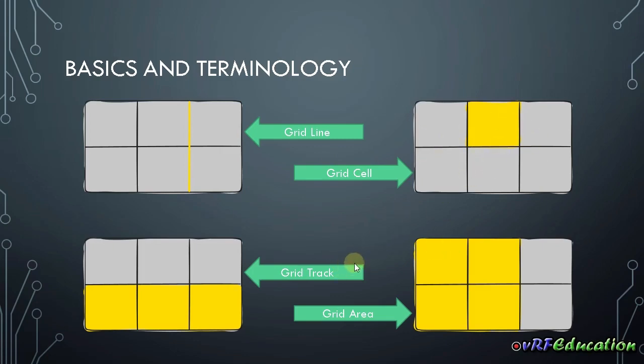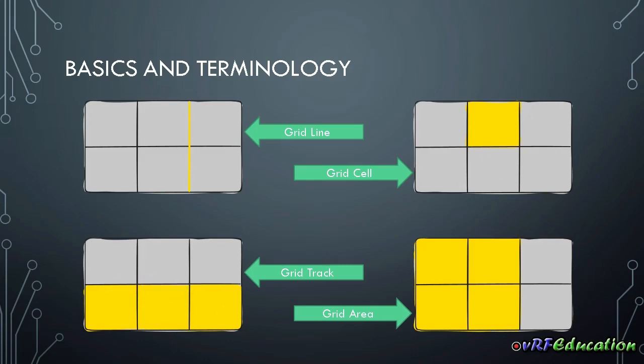Grid track is a space between two adjacent grid lines. You can think of them as the columns and rows of the grid. Here is the grid track between the second and third row grid lines. Okay, this is the grid track.